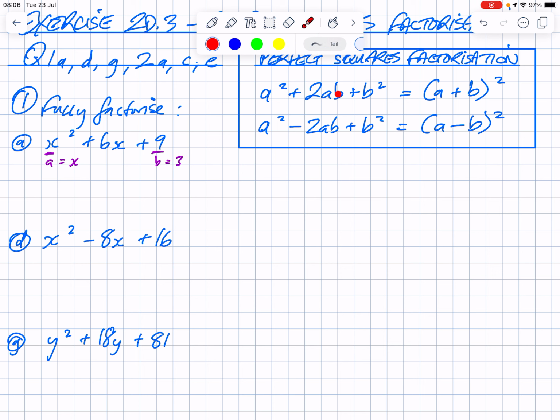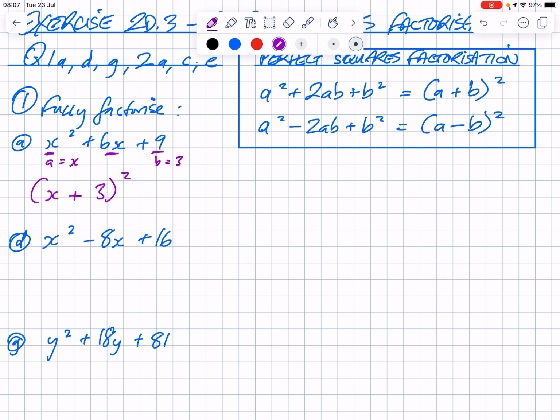Now I need to look for this remaining term. Is the middle term the result of 2 times A times B? So 2 times A is 2x times B, which is 3. 2x times 3 is 6x, which gives us this. So this is a perfect squares factorization situation. So this factorizes to A, which was x, plus B, which was 3, squared.